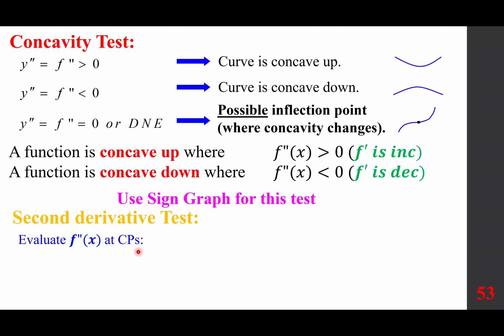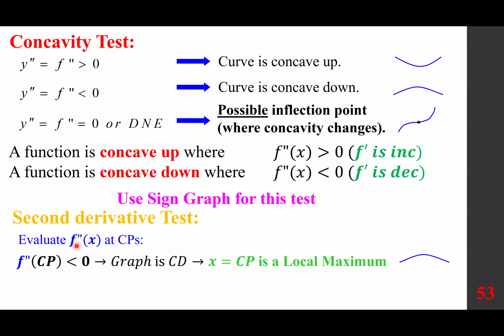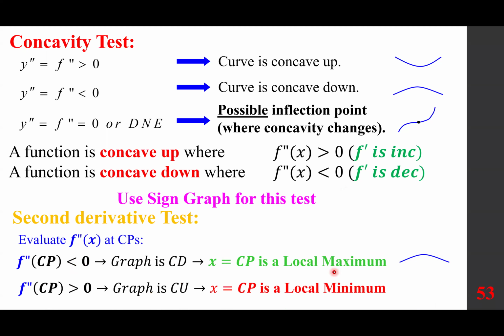Evaluate f double prime at critical points. In other words, first find f prime, find the critical points by setting it equal to zero or does not exist, then plug them into f double prime. So when you do that, what happens? If it's less than zero, then the graph is concave down, looking like that, so it must be a local max. On the other hand, if it's positive, the graph is concave up, looking like that, and this must be a local minimum.